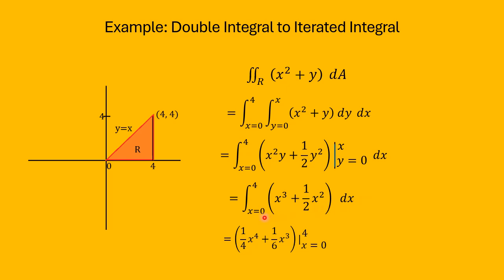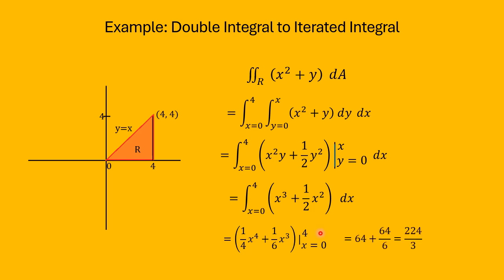We have an antiderivative of this function of x is what? Antiderivative of x cubed is 1/4 x to the 4th. An antiderivative of 1/2 x squared is 1/6 x cubed. And by the fundamental theorem of calculus, we evaluate this antiderivative at x equals 0 and at x equals 4, and then subtract those two values that we get.